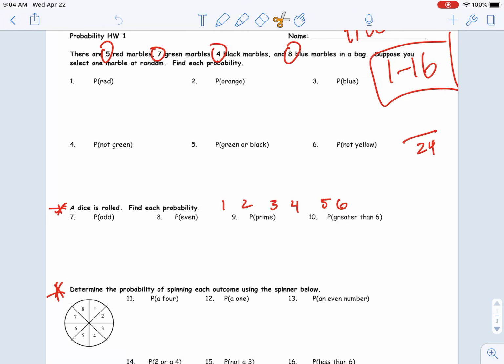Okay, hello everybody. This is the review of the probability homework 1. The other video today will be of a different kind of probability. And then we'll practice next week and then take another quiz.